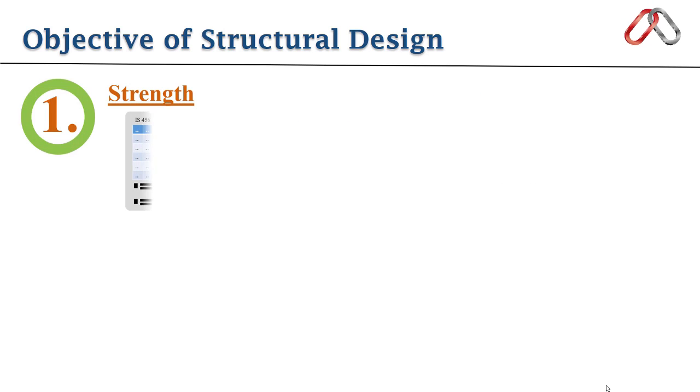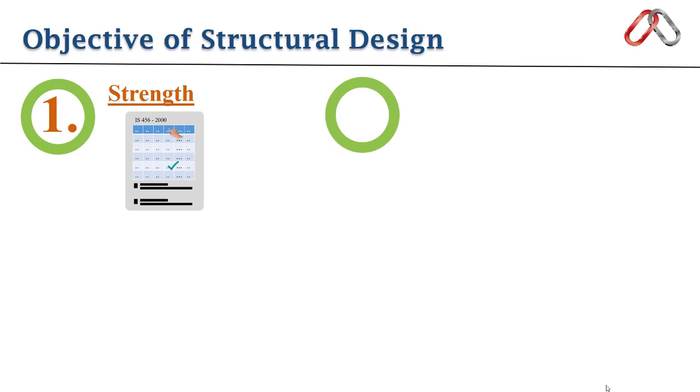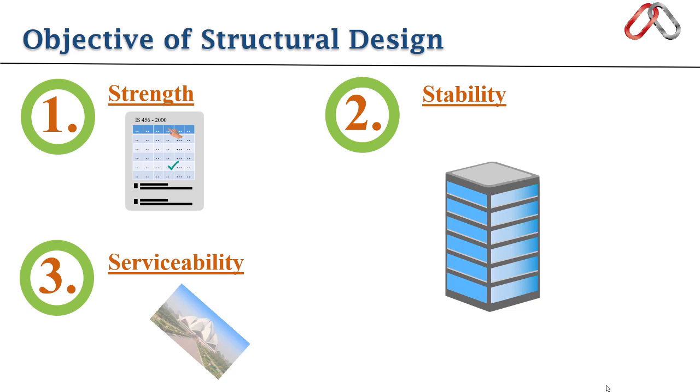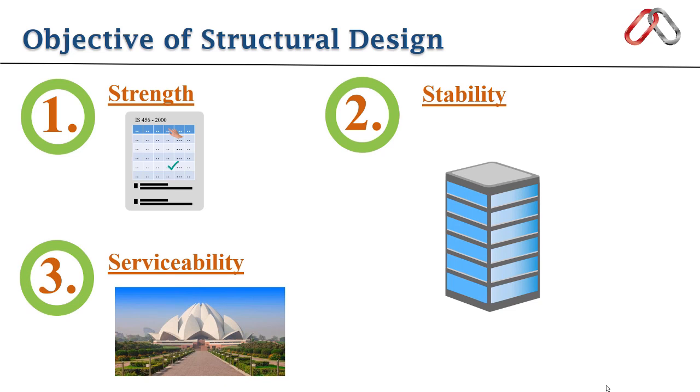So I have explained the basic requirements of designing. The first one is strength, second is stability, and third is serviceability. Maybe you have some difficulty understanding all these points here, but you can learn them easily when you start designing after a few lectures.